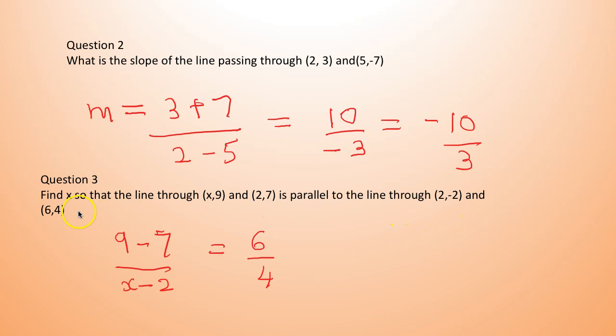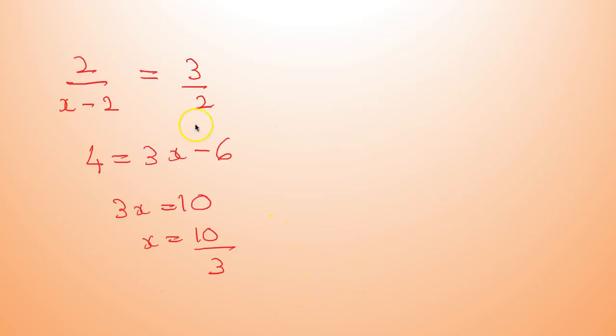Next question. Find x so that the line through (x, 9) and (2, 7) is parallel to the line through (2, minus 2) and (6, 4). Slope of the line joining (x, 9) and (2, 7) is 9 minus 7 by x minus 2, and slope of the line joining (2, minus 2) and (6, 4) is 4 plus 2 by 6 minus 2, which is 3 by 2. So I get 2 by x minus 2 is 3 by 2. Cross multiplying, you get 4 equal to 3x minus 6. 3x equal to 10, x is 10 by 3.